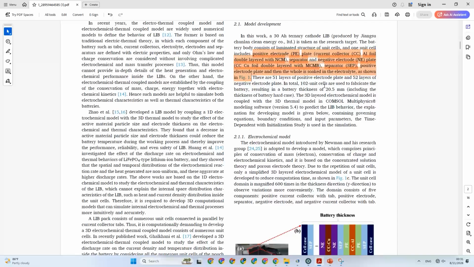To fabricate the battery, resulting in a battery thickness of 20.5 millimeters, including the thickness of the battery hard case. Okay, the 3D layered electrochemical model is coupled with a 3D thermal model in COMSOL Multiphysics.